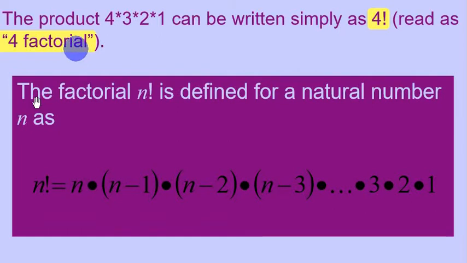So, the definition: n factorial is defined for a natural number n as n factorial is equal to n times n minus 1 times n minus 2 times n minus 3 times, until, times 2 times 1. Take note that this works if our n is a natural number, meaning it's from 1, 2, 3 onwards. Now, are you familiar with this definition?